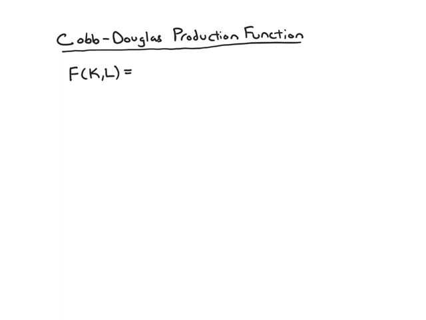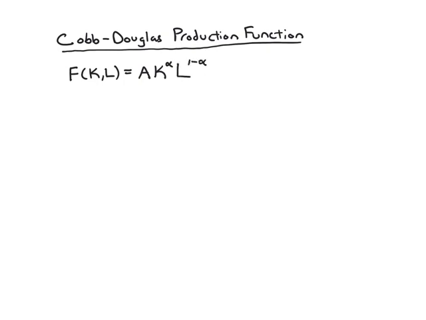Welcome to this rapid review on the Cobb-Douglas production function. We'll start by writing out the general formula for the Cobb-Douglas production function. It's A times K, capital, to the exponent alpha, times L to the exponent 1 minus alpha.